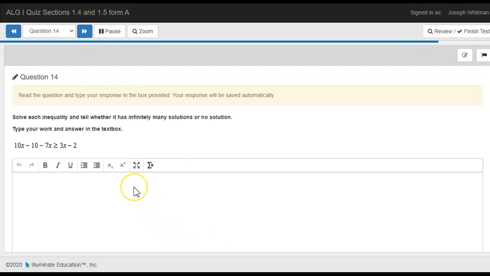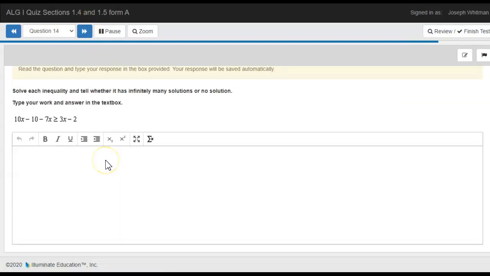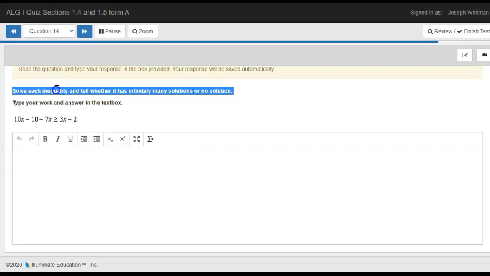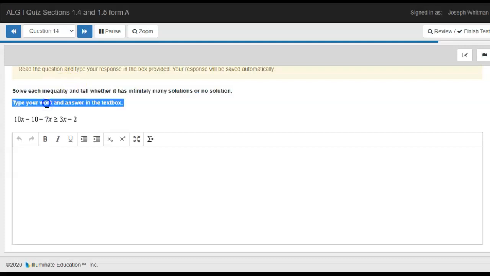So I'm going to go quicker on this one. We'll probably pause the video a few times to skip some lines. So my first line here says solve each inequality, tell whether there's infinitely many or no solutions. Type your work and answer in the text box.